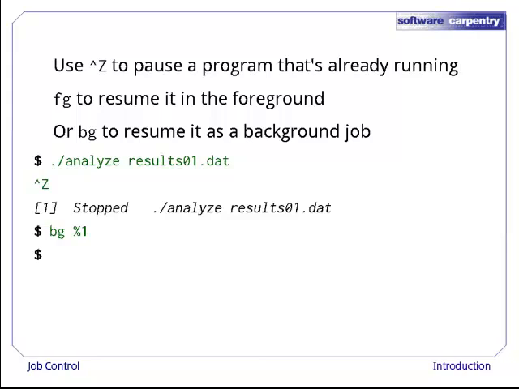background. We can check that it's running using jobs, and if we want, kill it while it's still in the background using kill and the job number. This has the same effect as bringing it to the foreground and then typing Control-C.